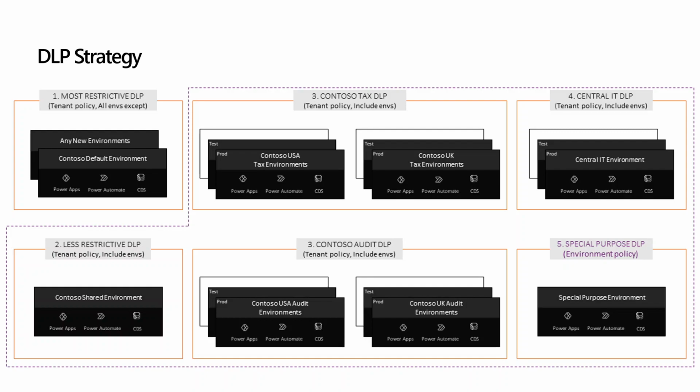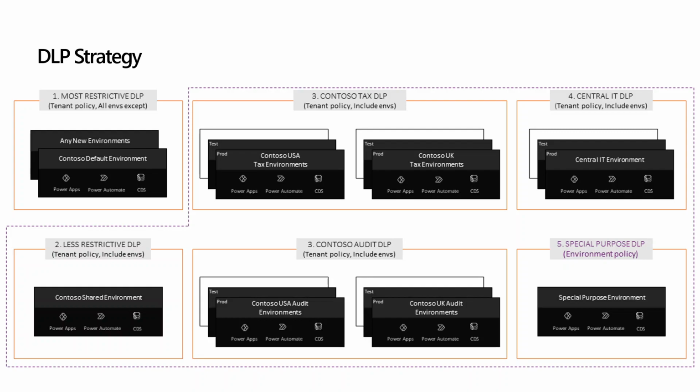first of all, they have a restrictive tenant-wide DLP policy that applies to all environments in the tenant, except some specific environments that they've excluded from the policy scope. So they have any new environments and Contoso environment. That's the most restrictive policy. It also applies to default. Contoso admins have created another shared environment for users to create apps for user and team productivity. This is an associated tenant-level DLP policy that isn't as risk-averse as the default policy and allows makers to use connectors like Azure services in addition to Office 365 as well.